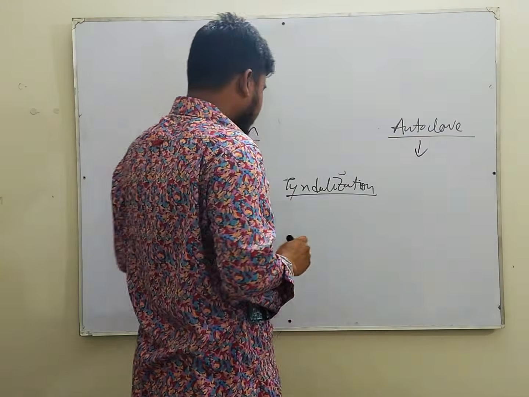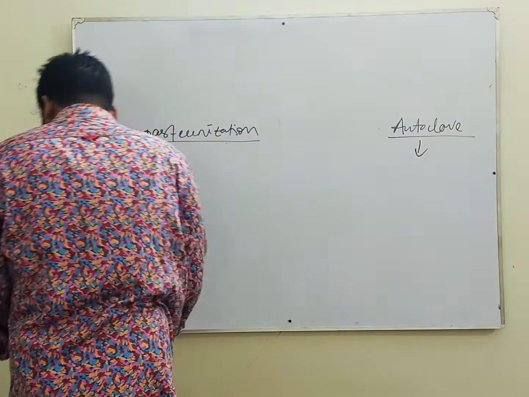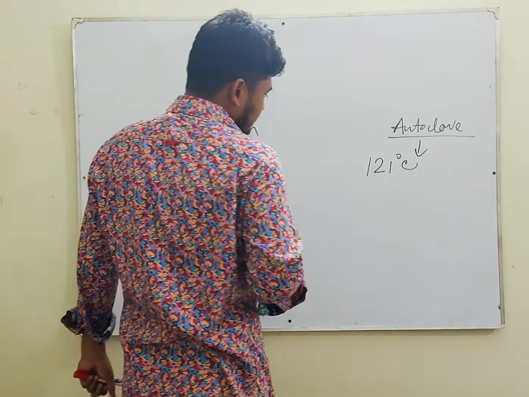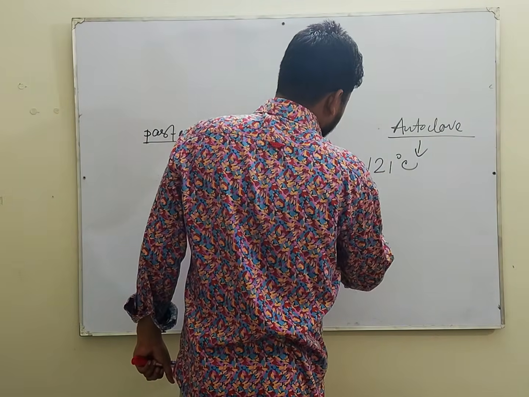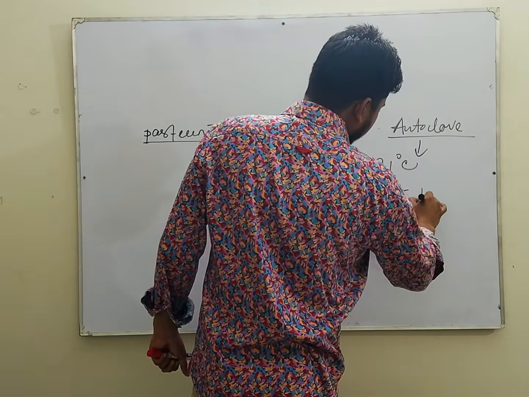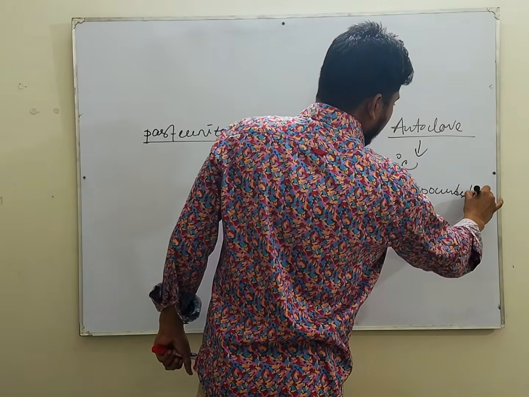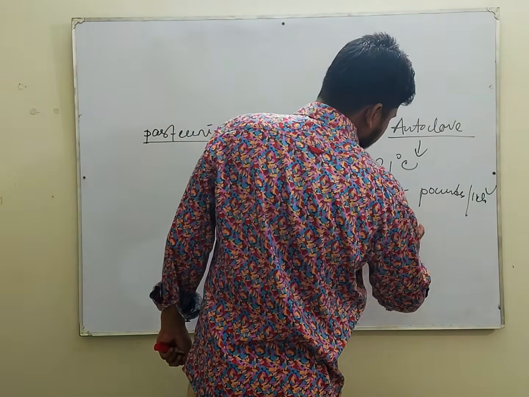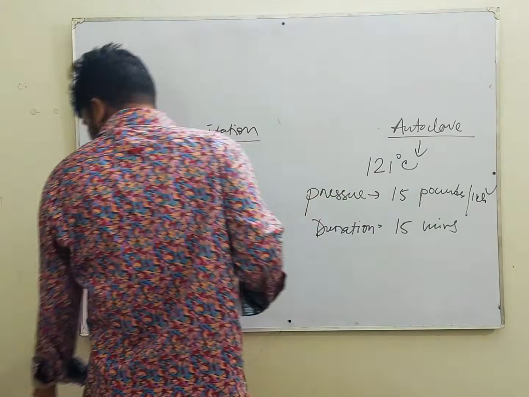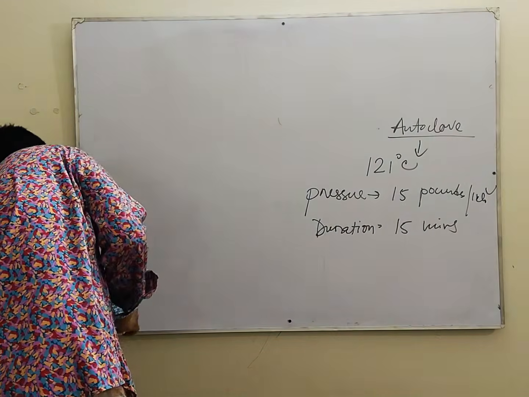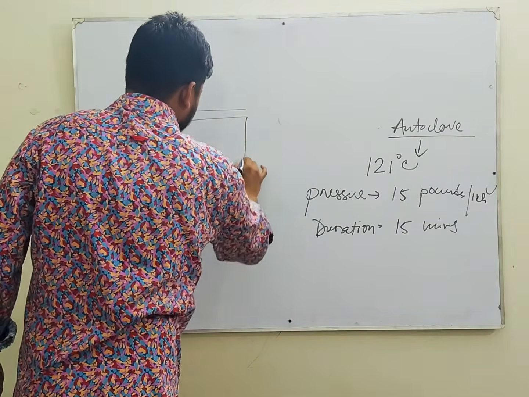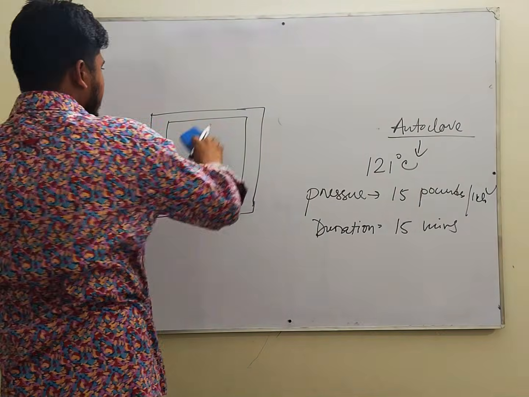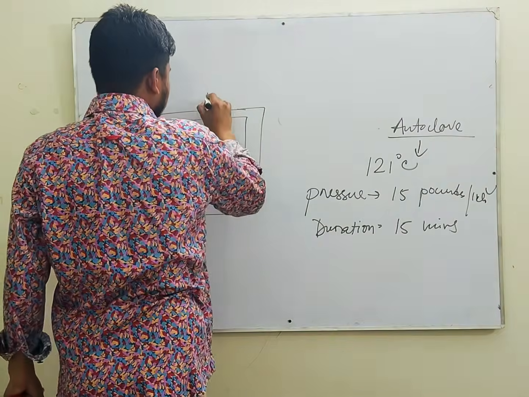First come to autoclave. Functioning temperature of autoclave is 121 degree Celsius and pressure, it is a closed system and pressure will be 15 pounds per inch square and duration is 15 minutes. This autoclave is a closed system.